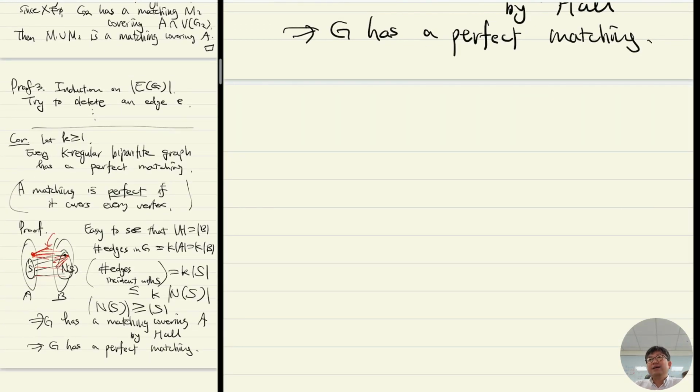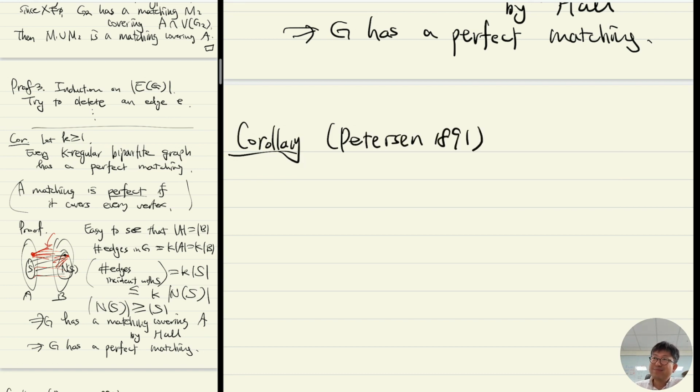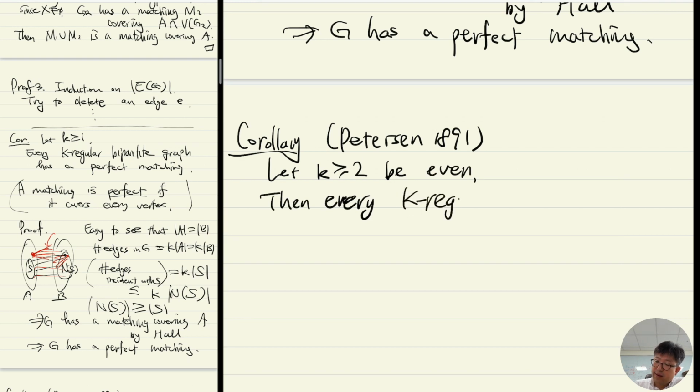All right, so that's the nice easy corollary. And here's another corollary due to Petersen in 1891. Now let k be even. Then every k-regular graph has a 2-factor.